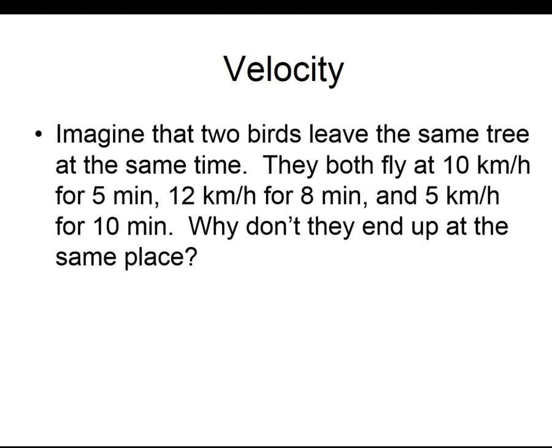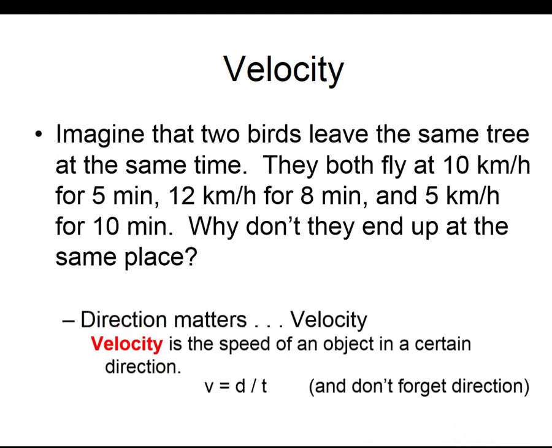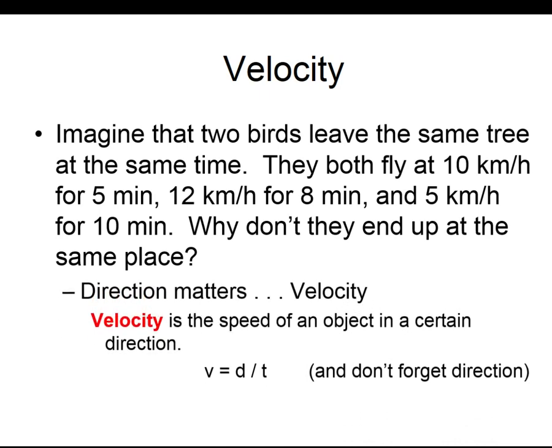Good question. They're going the same speed, but maybe they're going different directions. So direction matters for velocity. Velocity is just the speed of an object in a certain direction. So you see your formula for velocity. It's just distance divided by time, just like speed was. But now we have to add a direction to it. It's speed in a certain direction.